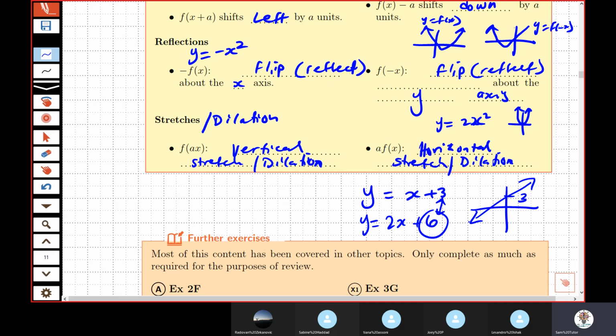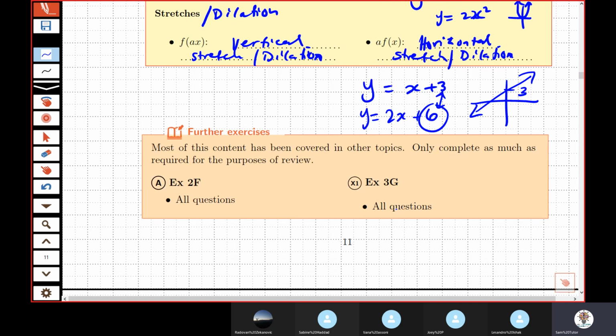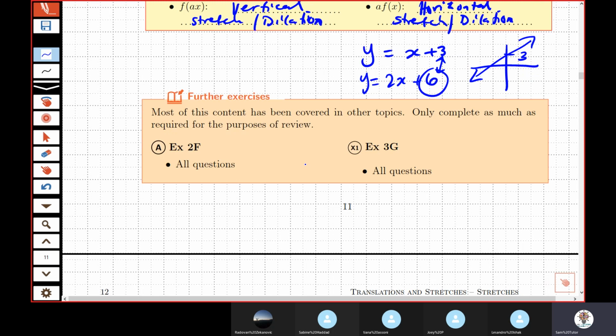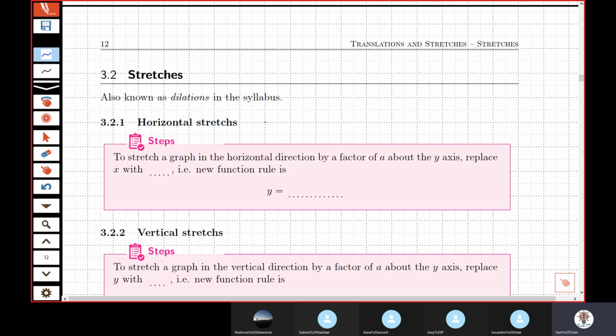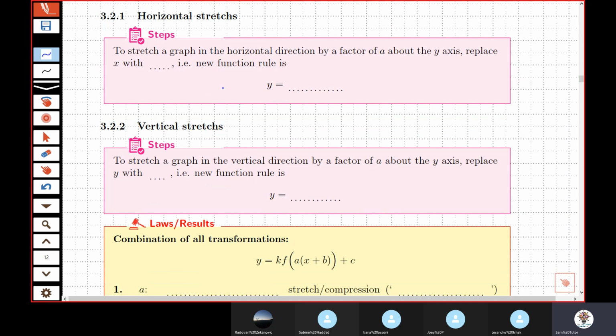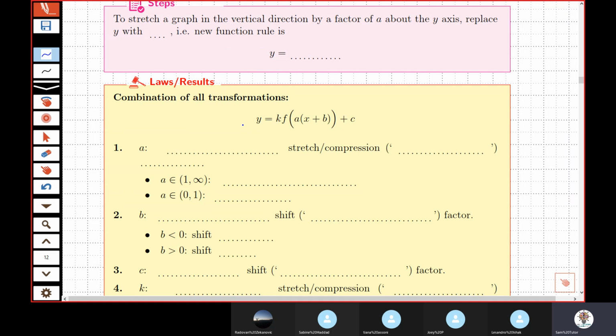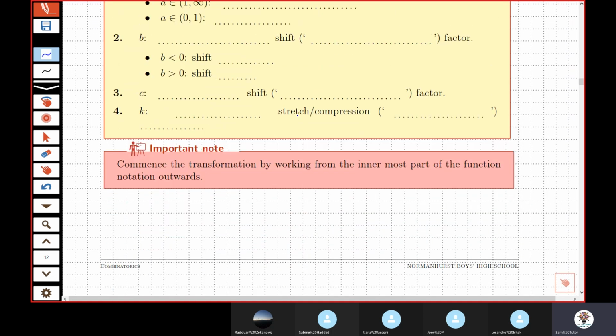Don't confuse that with shifting up and down. Shifting up and down stays the same. If you shift something up, obviously your y values change. You shift something to the left, your x values change. Okay. We will see. And then you can combine them all. All right.